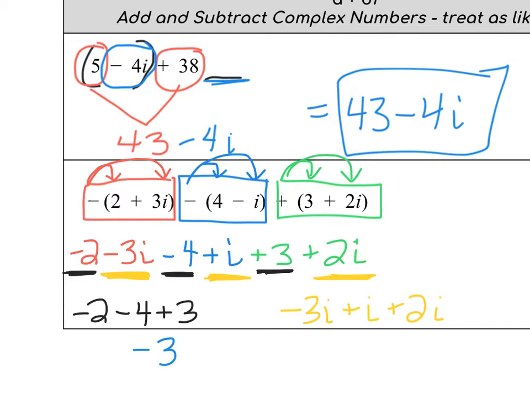And on my imaginary side, I've got negative 3i plus i plus 2i. So it's really negative 3i plus 3i, which the whole thing zeroes out. So my answer to the simplifying of this whole thing is just negative 3. The 0i doesn't exist anymore.